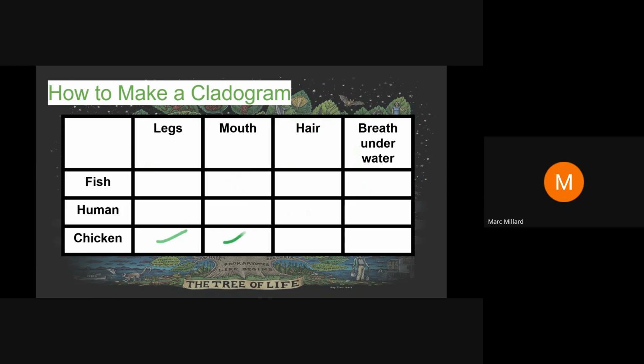Chicken, leg, mouth. And so we could use these as distinguishing features to separate these from one another. Okay. I think I made a mistake. I should have said fish don't have legs. Sorry if I put that in there before, but they just breathe underwater and they have a mouth. So they have some of these things, but not all of these things.